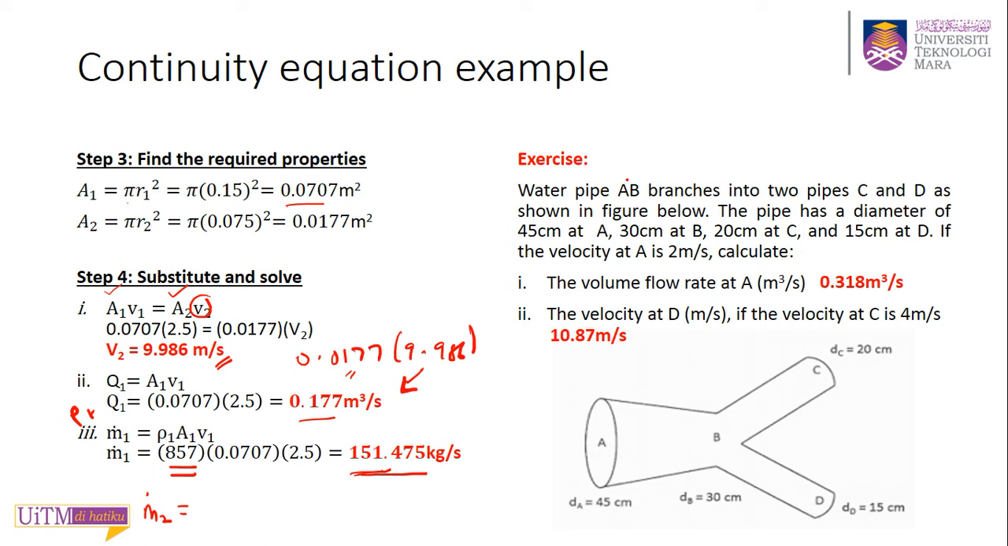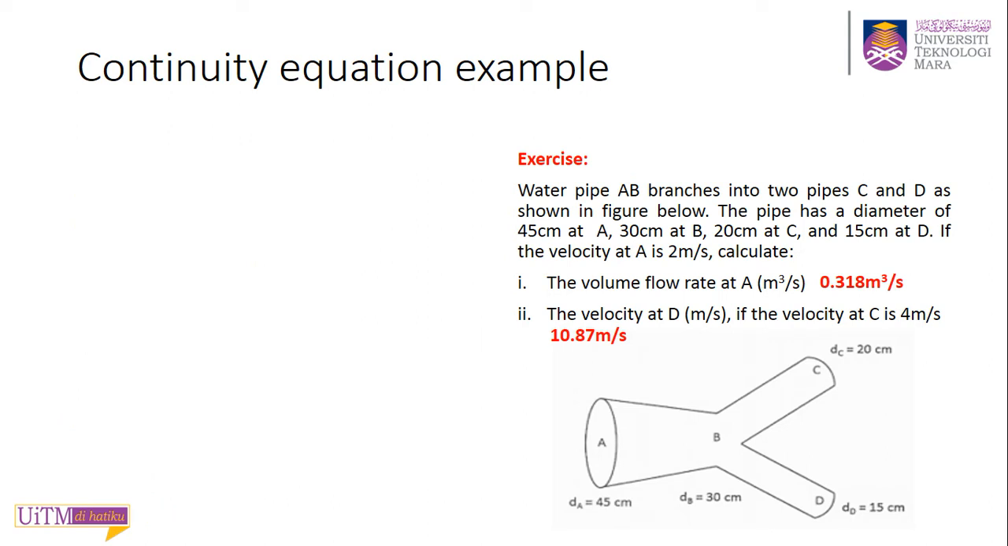Okay, so second exercise. This one has a branch. A water pipe AB branches into two pipes C and D, as shown in the figure below. The pipe has a diameter of 45 cm at A, so they label it for you, and 30 cm at B, 20 cm at C, and 15 cm at D. If the velocity at A, we call it VA, is 2 meter per second.